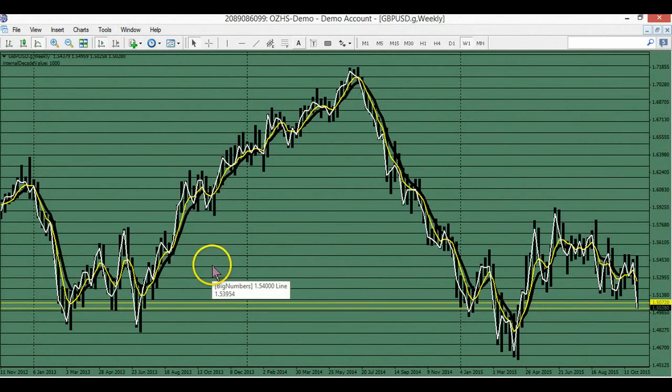So I'm using a really tight moving average here, and this black one is an 8-period linear weighted moving average, and this is the 5-period. Here is a 1-period moving average. This is closing prices, and then the black bars are nothing but price range, non-directional.